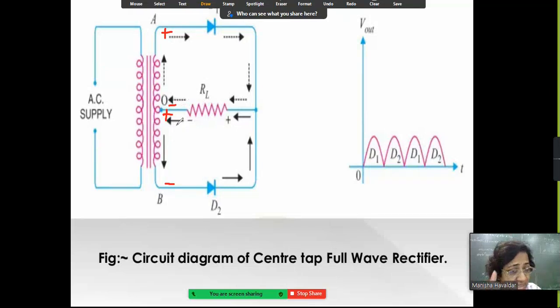Now at the same time, see that this terminal is positive, this is negative. As this B terminal becomes negative, D2 is in inactive mode. It is in the reverse bias mode. So we won't get output from this. So in the first half cycle, D1 will give you output. Now see what happens in the next half cycle.